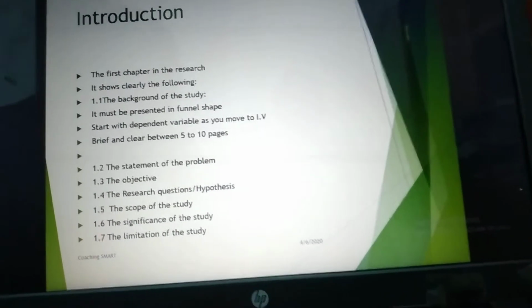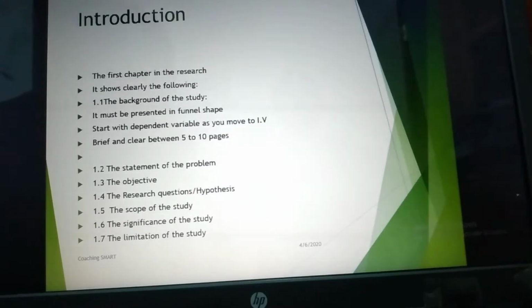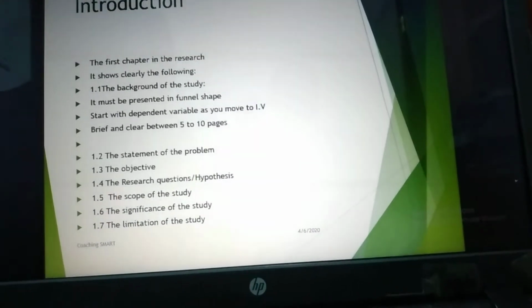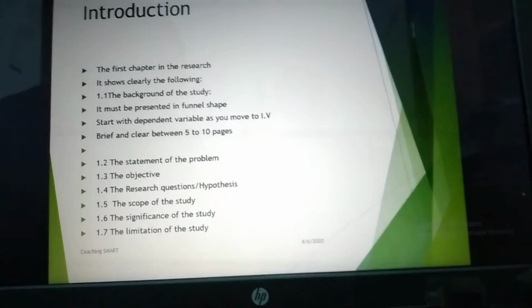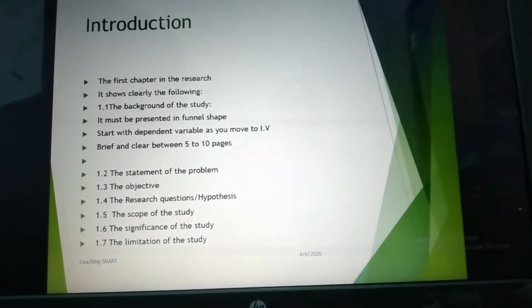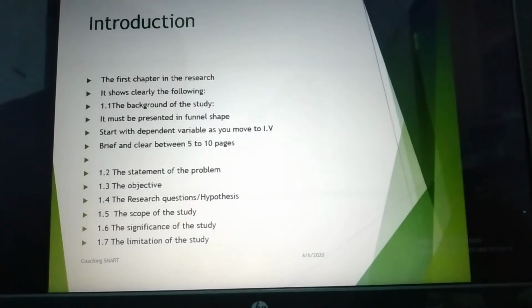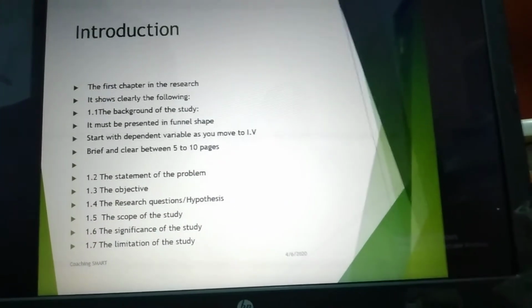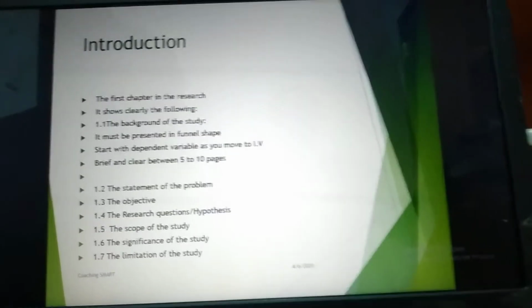Now remember, the limitation comes after you've done a research, not before. So when you're dealing with proposal, don't bring limitations. But after you're done with the proposal, you're doing the final project or thesis or dissertation, bring forth your limitation.